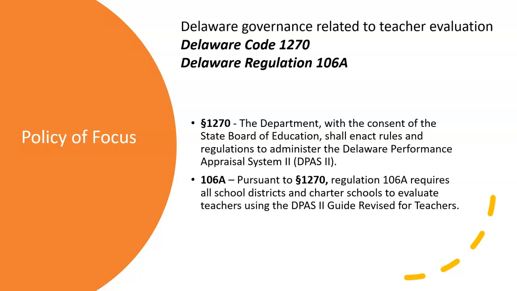The policy of focus. Delaware governance related to teacher evaluation is Delaware Code 1270 and Delaware Regulation 106A. 1270: The Department, with the consent of the State Board of Education, shall enact rules and regulations to administer the Delaware Performance Appraisal System. 106A: Pursuant to 1270, Regulation 106A requires all school districts and charter schools to evaluate teachers using the DPAS-2 guide revised for teachers.